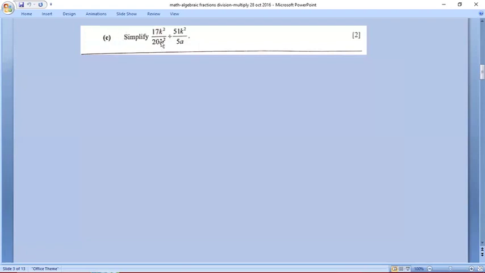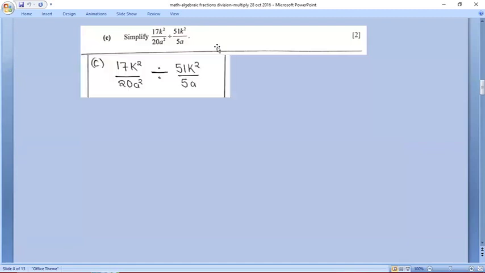It says 17k squared over 20a squared divided by 51k squared over 5a. So this is an algebraic fraction. We are dividing, and let's get on with the question. So we copied the question there.